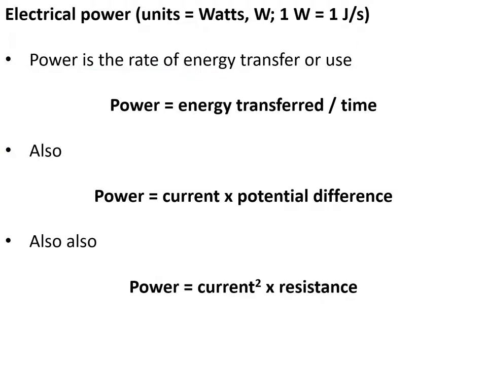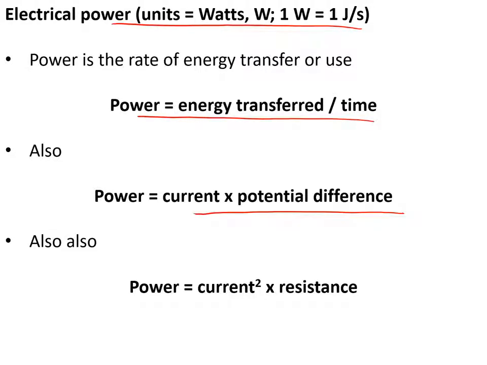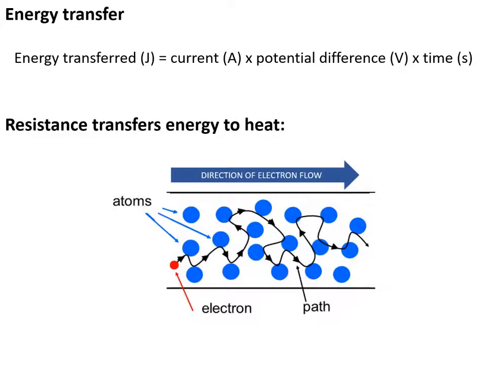Electrical power is the rate of energy transfer, measured in units of watts. 1 watt is 1 joule per second, and it's calculated in a few ways. We can either say power equals energy transfer divided by time, or power equals current times potential difference, or power equals current squared times resistance. The equation you use depends on the information you're given in the question.